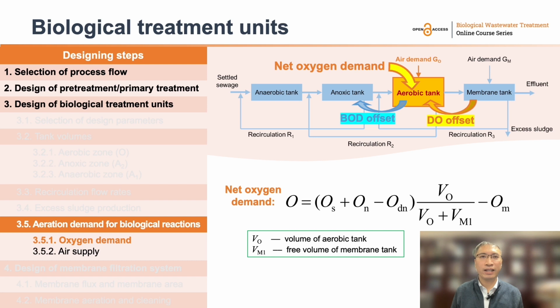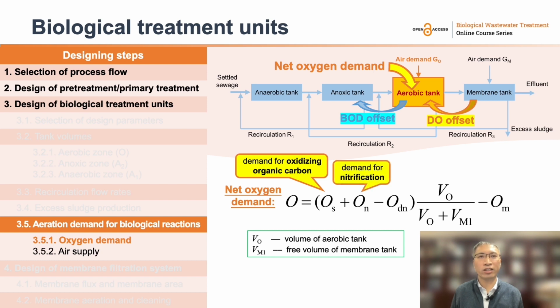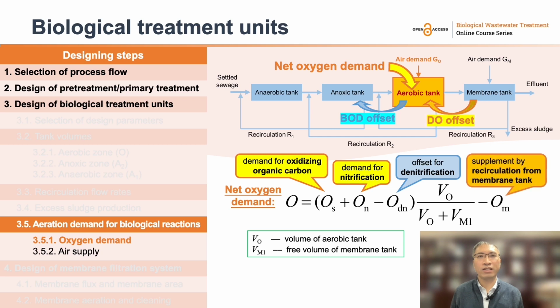Now, let's move to the next step, to design the aeration demand for biological reactions. The net oxygen demand for the aerobic zone can be calculated according to this equation. It is comprised of the oxygen required for organic carbon oxidation and nitrification, and the oxygen demand offset due to denitrification and mixed liquor recirculation. The offset occurs because denitrification consumes part of BOD, so that the equivalent oxygen demand should be subtracted from the oxygen required for organic carbon oxidation.